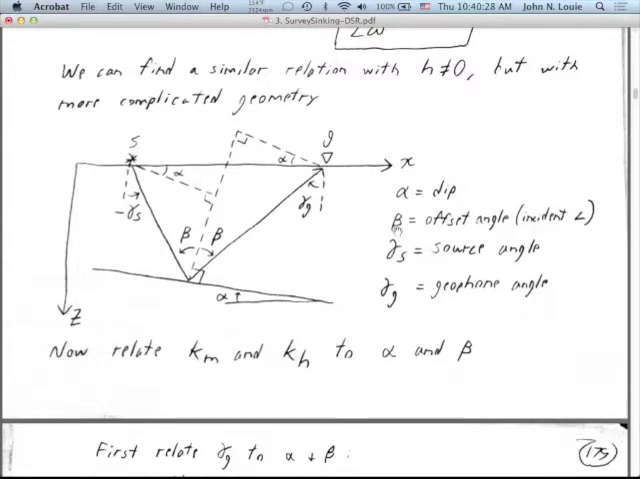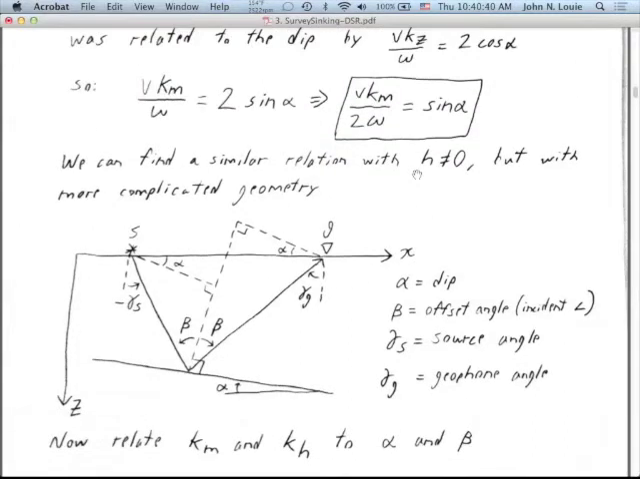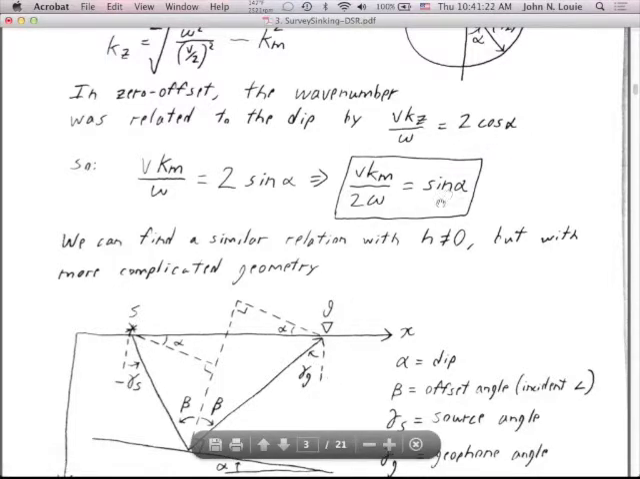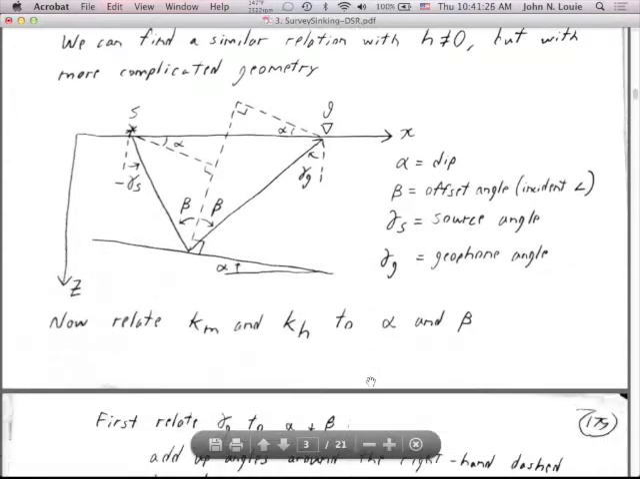So if we can figure out the geometry here, we can get these source and receiver angles, and that's what we want to be able to downward continue. To downward continue the zero offset data, we basically have this angle here is sine alpha, which happens to be the dip for zero offset, is VKM over 2 omega. That's something we can pull out of the Fourier transformed zero offset data set. Now we have a multi-offset data set. We can pull out VKG over 2 omega. We can pull out VKS over 2 omega. And those are going to be related to these angles here. So we have to figure out those gamma angles.